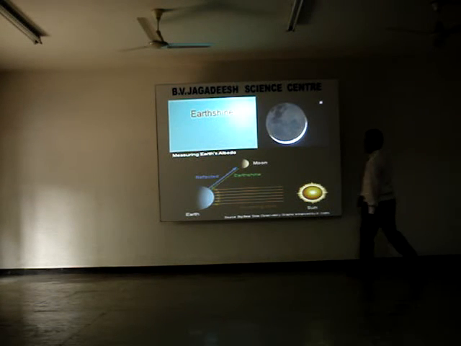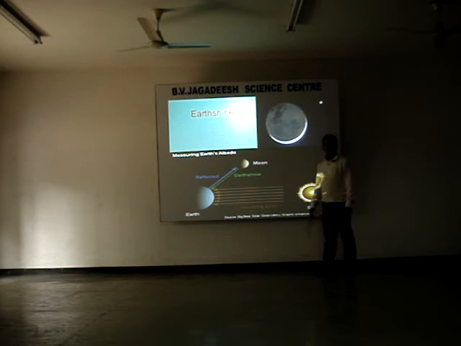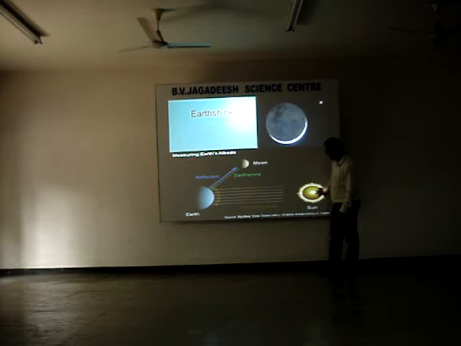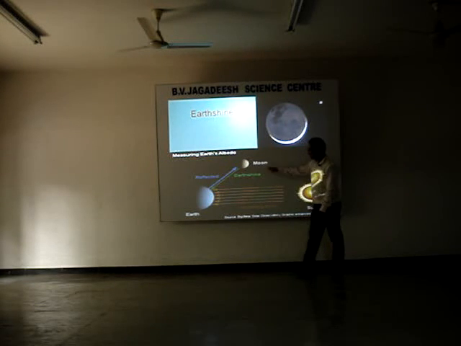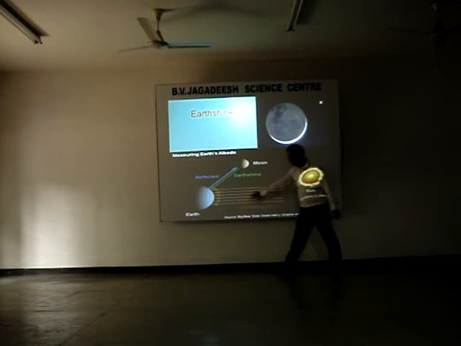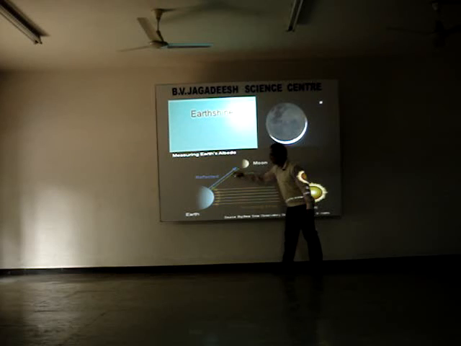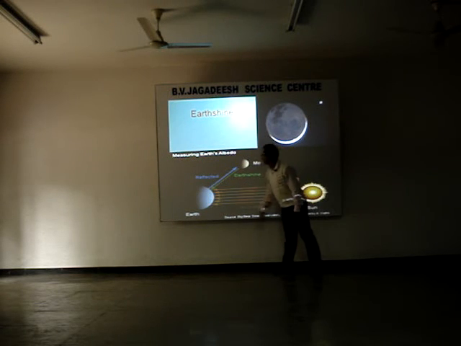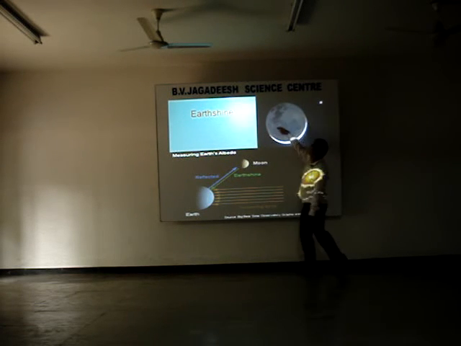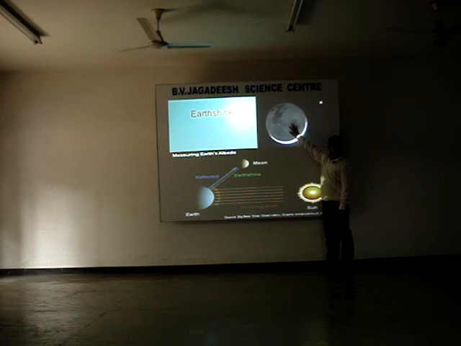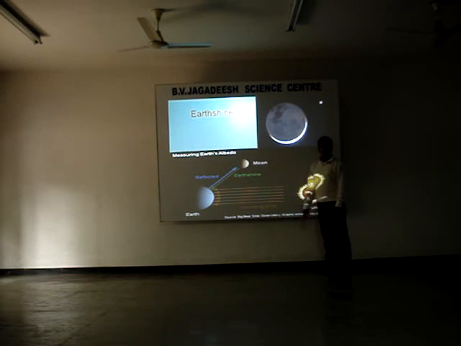And we also have earthshine. When the sunlight falls on the moon, you get the phases, but the sunlight also falls on the Earth, and this gets reflected and falls on the moon, and that gets reflected. That is when you see this vision. So this side of the moon is lit because of the sunlight reflected from the Earth's surface.